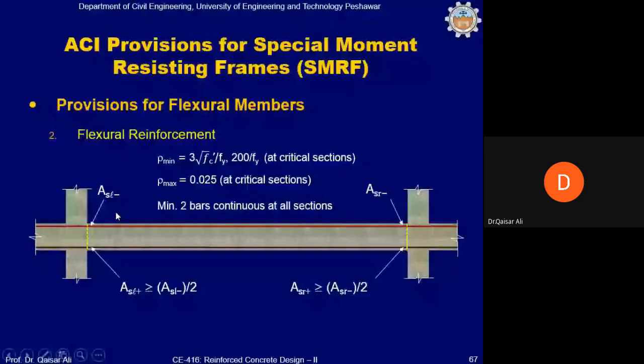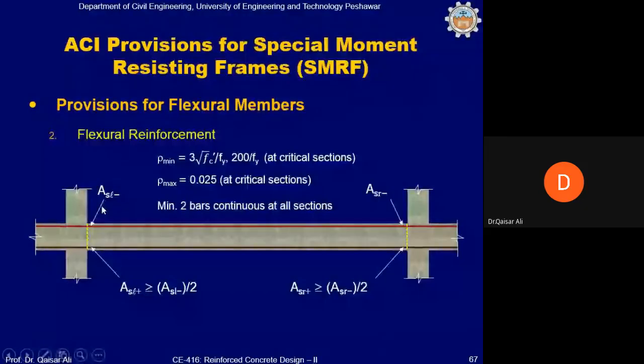Once this reinforcement is calculated from the bending moment, then this reinforcement will be known to us. And if the reinforcement obtained from the analysis on the bottom side is less than 50% of this, then this reinforcement on the bottom side of the beam shall be increased up to a level where it is at least 50% of this reinforcement.